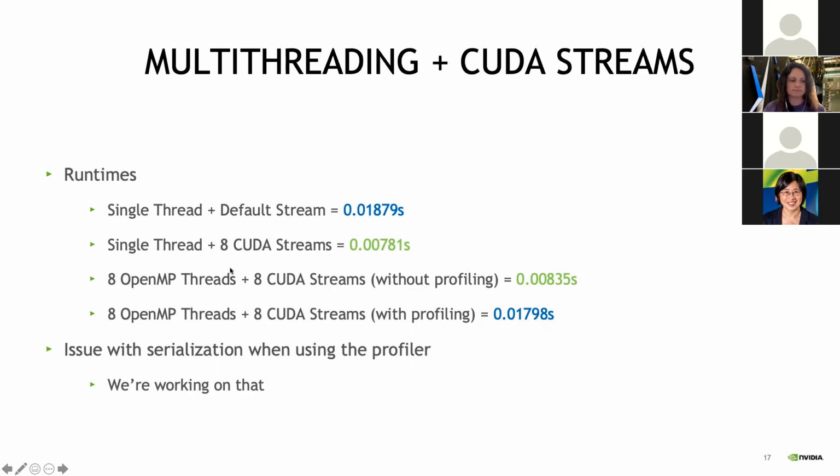8 OpenMP threads with 8 CUDA streams without the profiler gives me about the same runtime as the single thread plus 8 CUDA streams, which is what I would expect. In this case, we're not actually getting any speed up out of using the OpenMP threads. This is just an exercise to show you that you can submit kernels across multiple streams on a single GPU using OpenMP. But as soon as I turn the profiler on, I go back to basically my single thread default stream runtime by coincidence. It could actually be even slower than this because of that serialization when using the profiler.